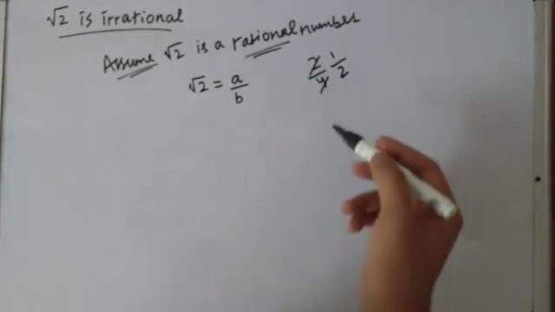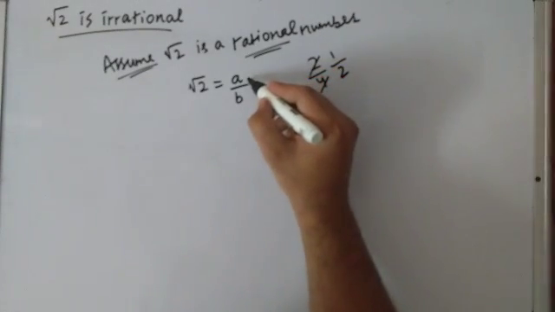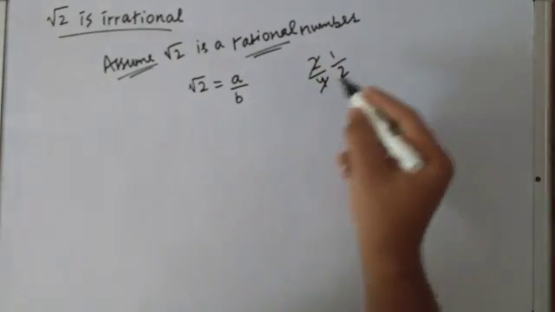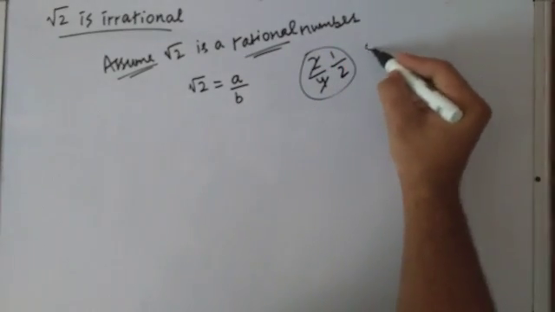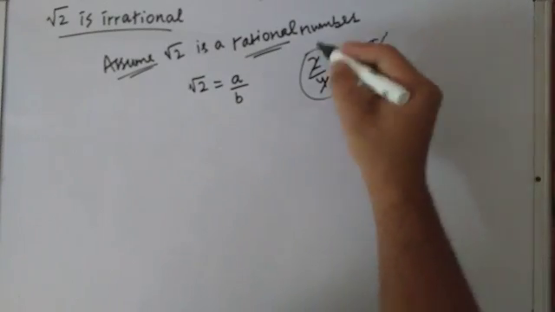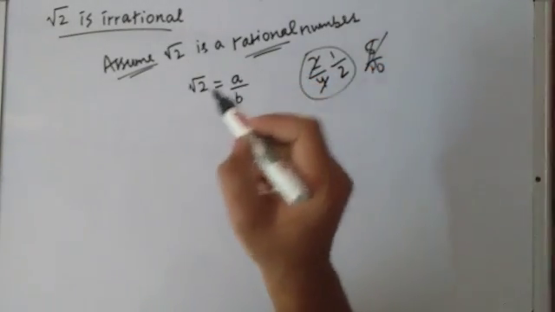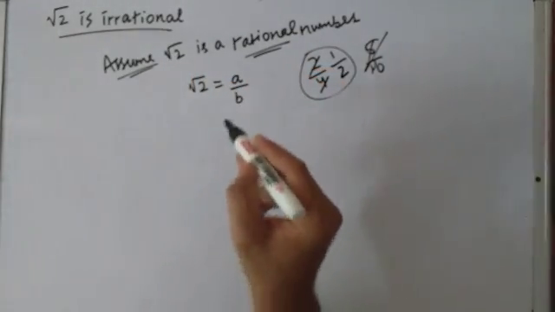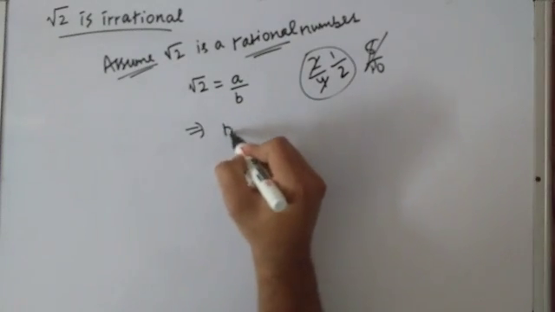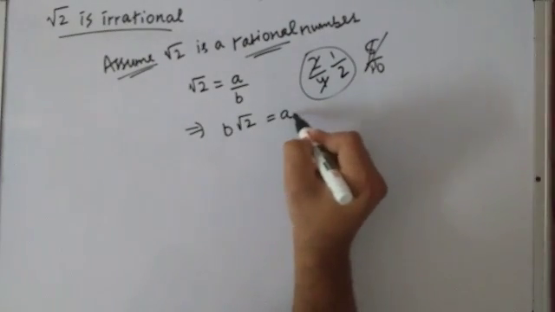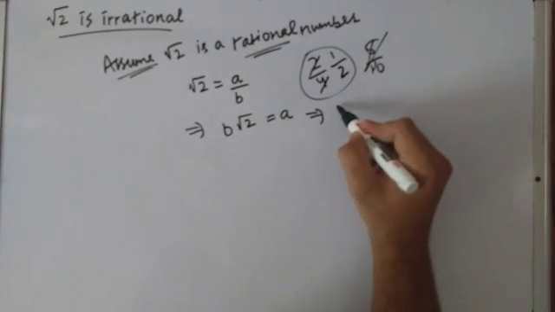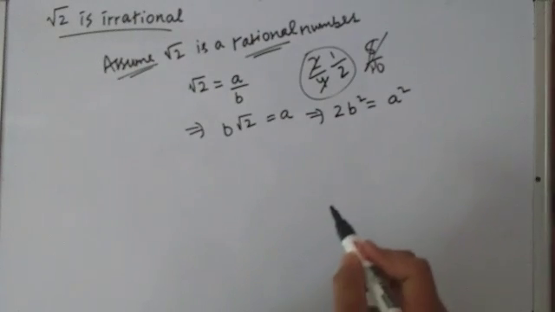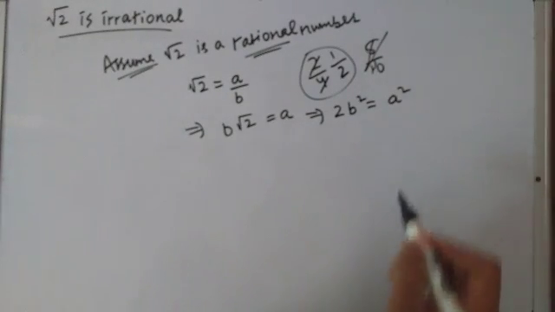And when a fraction is reduced to the smallest, at least one of a or b is an odd number. Both a and b cannot be even. As you can see here, you can try out any fraction. If we reduce it to the smallest, at least one of them will be odd. Okay, so root 2 is a rational number and root 2 equals a by b. So b root 2 equals a, alright, or 2b square equals a square. So we are fine till here.